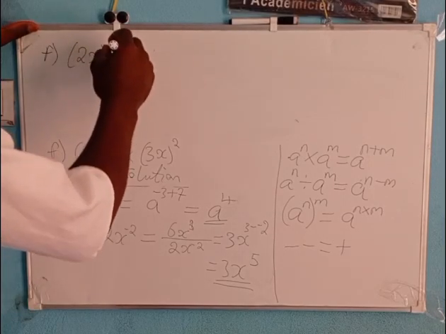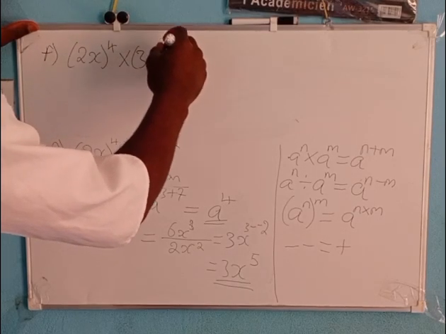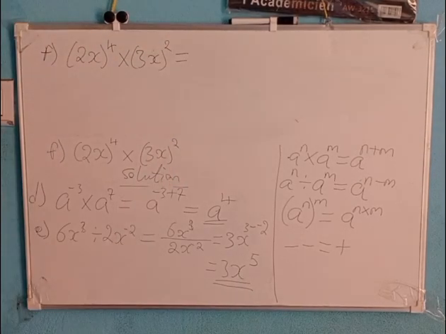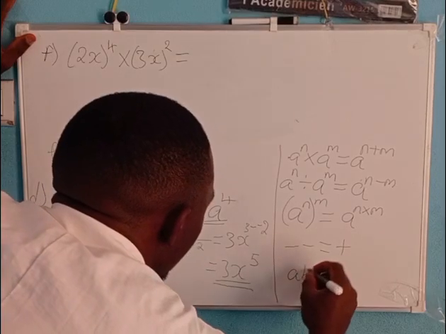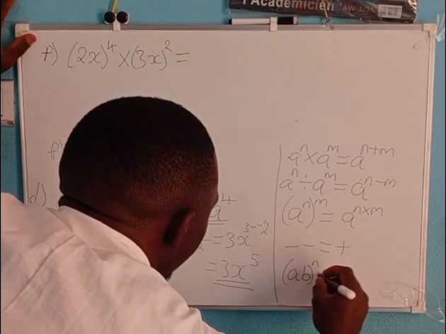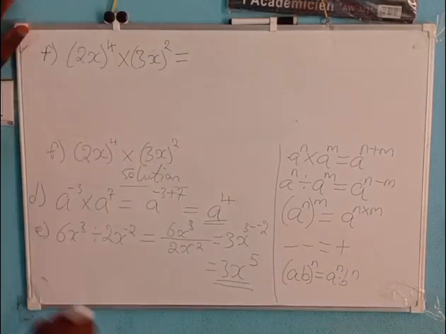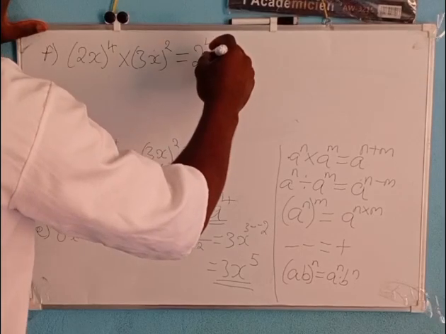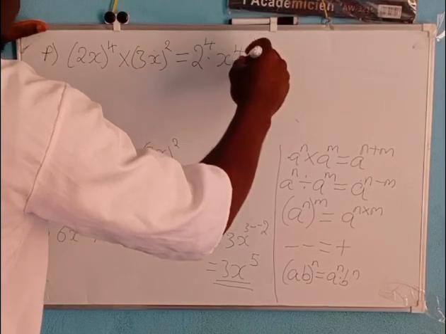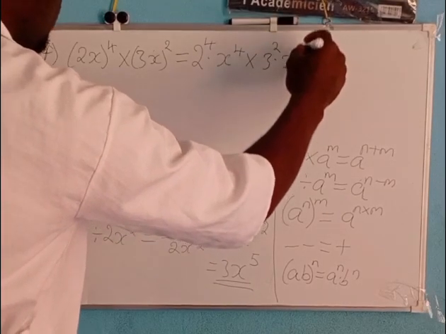2x all this raised to the power 4 times 3x all this squared. This will simply be equal to, first we are going to make use of, we take a times b, all this raised to the power n is simply the same as a raised to the power n times b raised to the power n. We are going to apply it here. This will give us 2 raised to the power 4 times x raised to the power 4 times 3 squared times x squared as such.